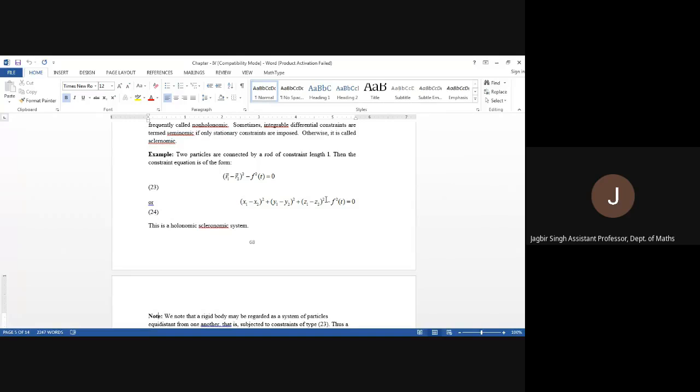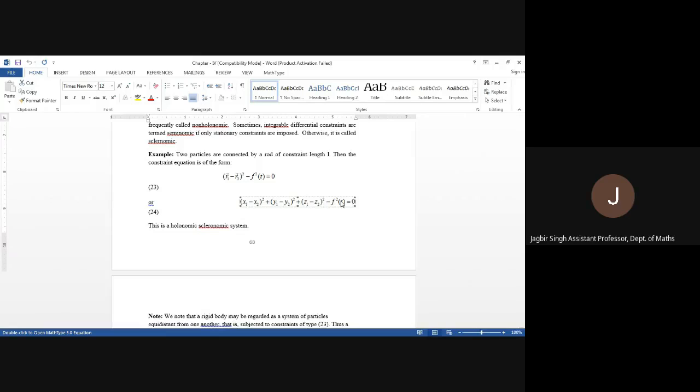So there is one constraint equation, and the constraint equation will be (R1 - R2)² = L², and L is assumed to be equal to F(t). So it will be (R1 - R2)² - F²(t) = 0. Or in Cartesian coordinates, it can be written like this: (x1 - x2)² + (y1 - y2)² + (z1 - z2)² - F²(t) = 0.